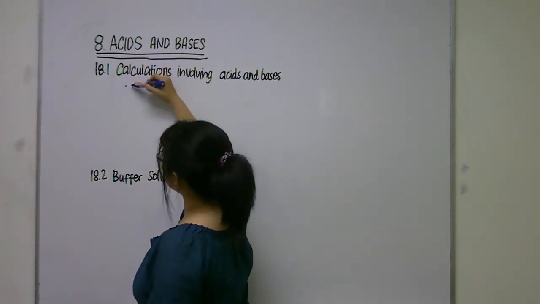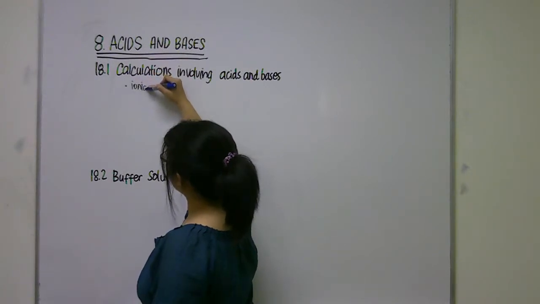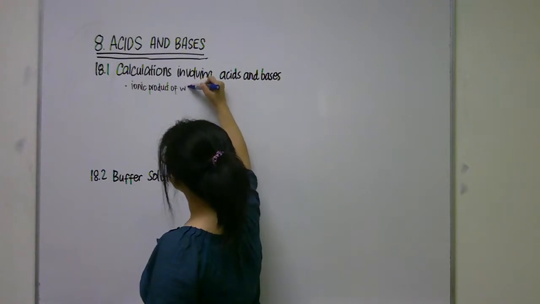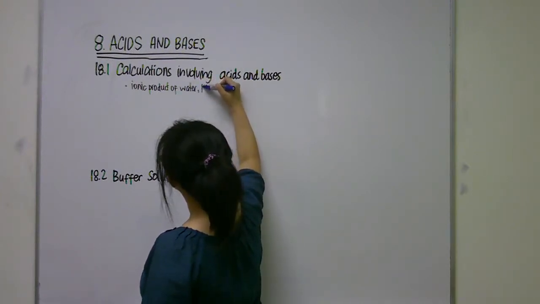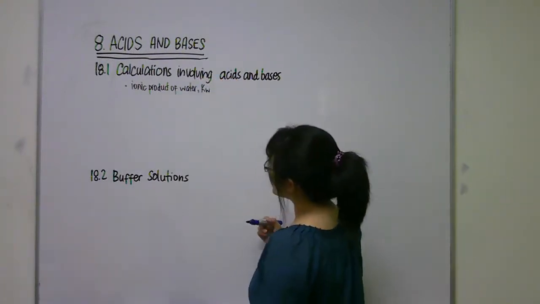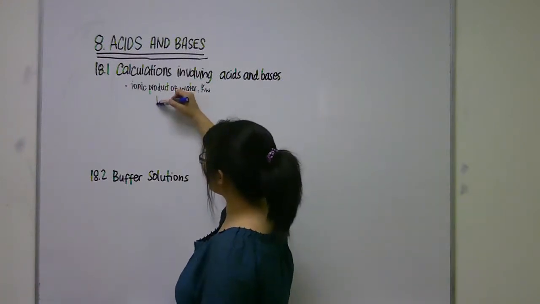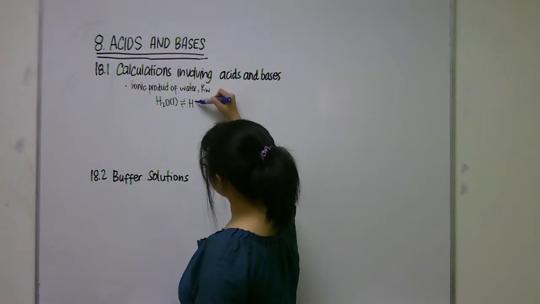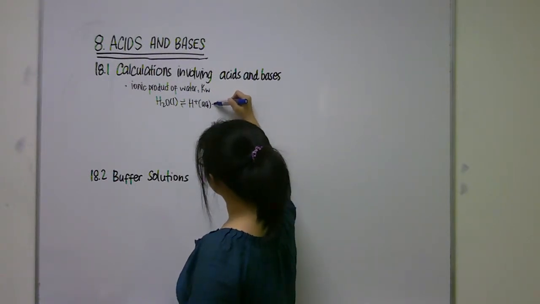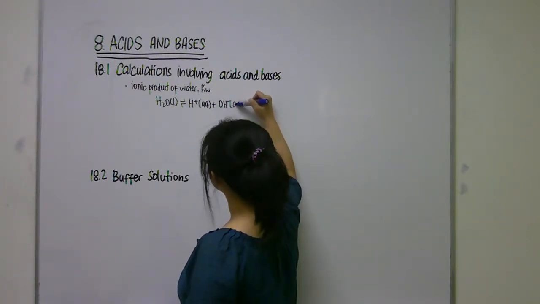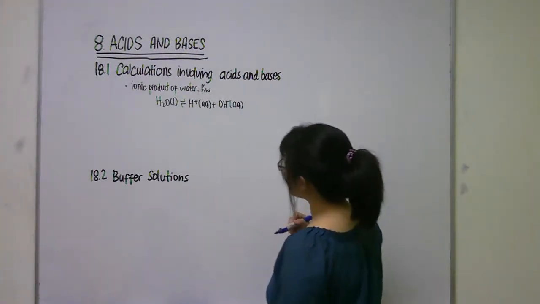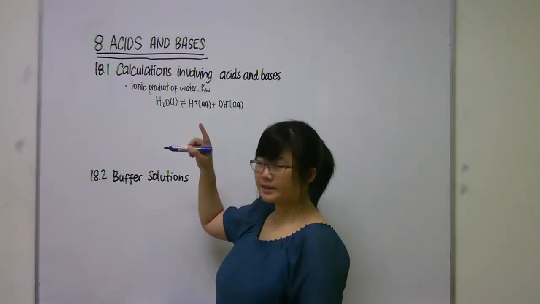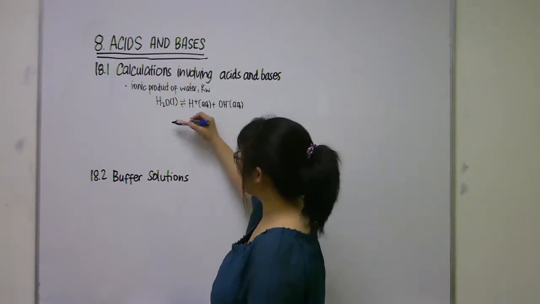First, we will start with the ionic product of water, Kw. You need to explain that when water is left, it will ionize to H plus and OH minus. And we will relate this to chapter 7, equilibrium.